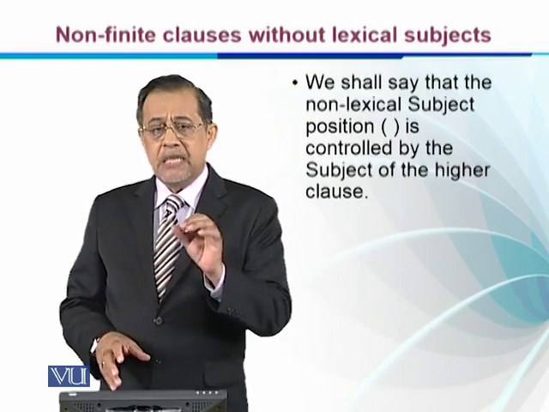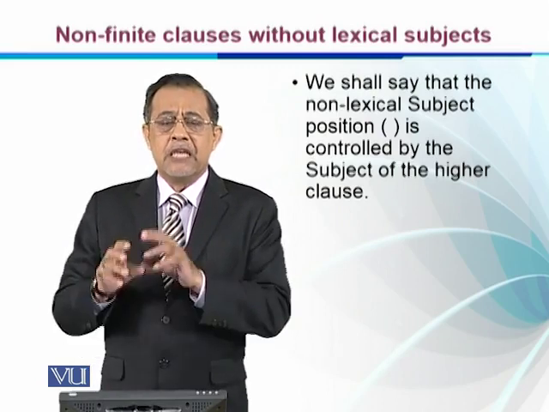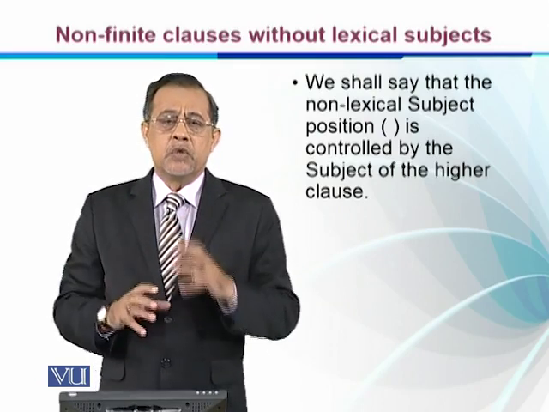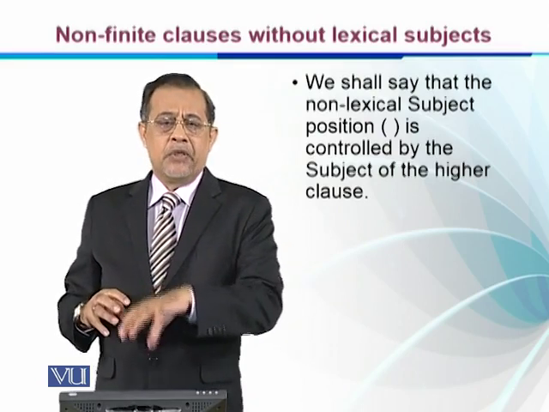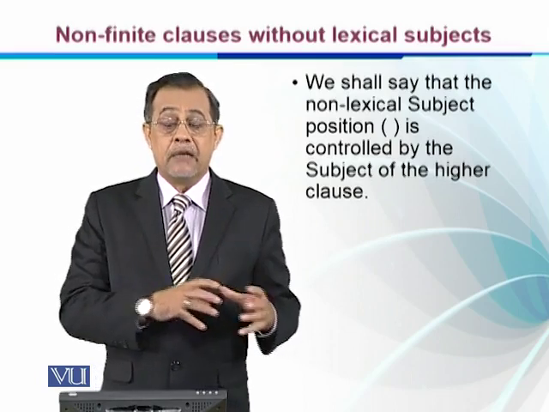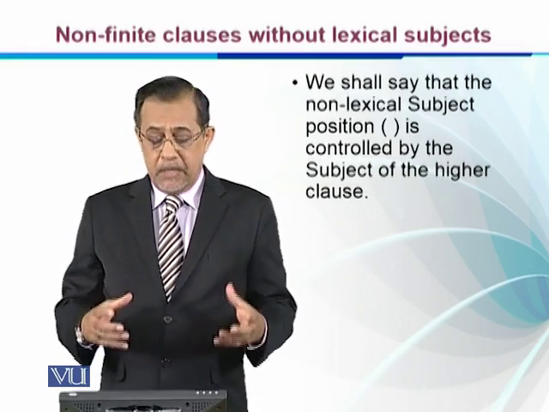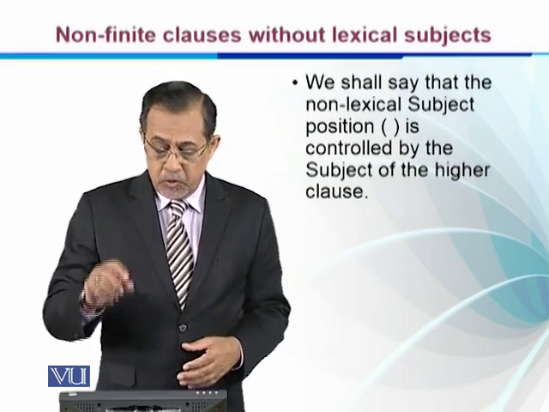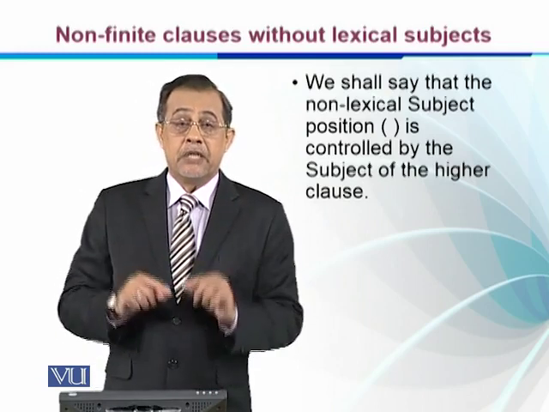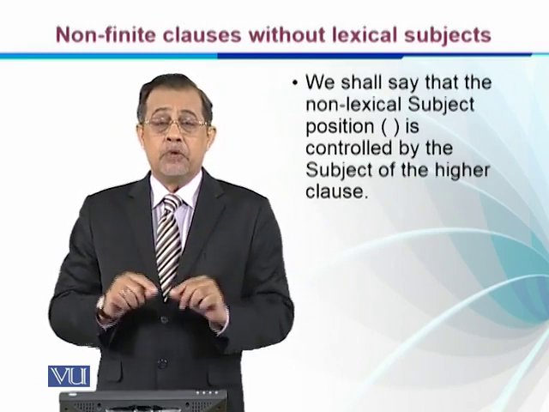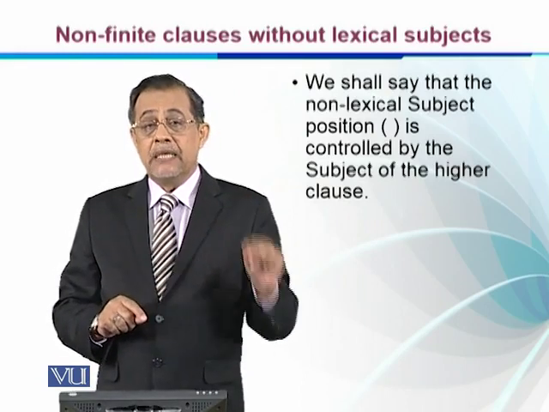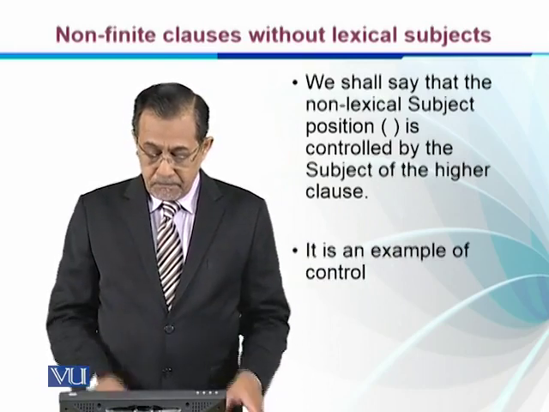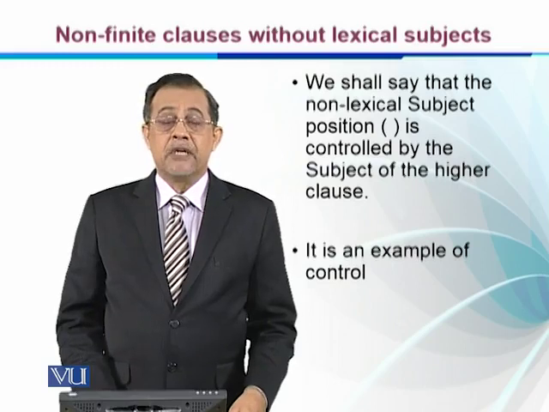So in this case, the subject of the non-finite clause is being controlled by the main clause, the higher rank clause. So when a lower rank element is controlled by a higher rank one, we call it the concept of control, right? We'll discuss this in detail later on. This empty round bracket shows that it is being controlled by the subject of the higher rank clause or the main clause. It is an example of control.